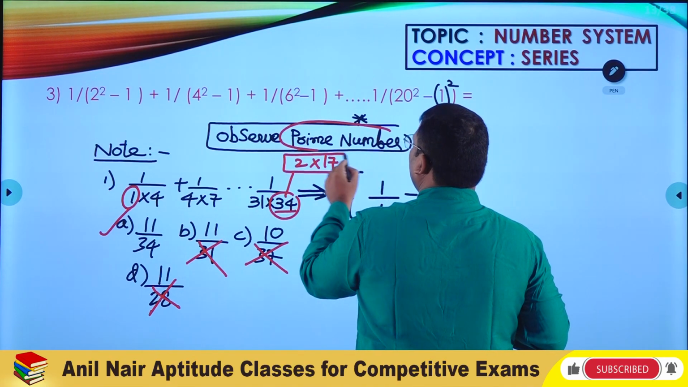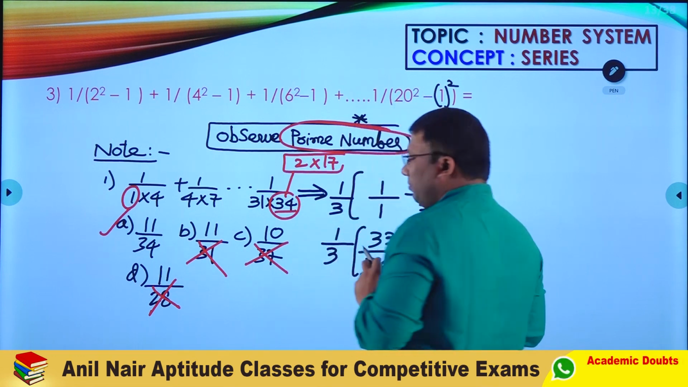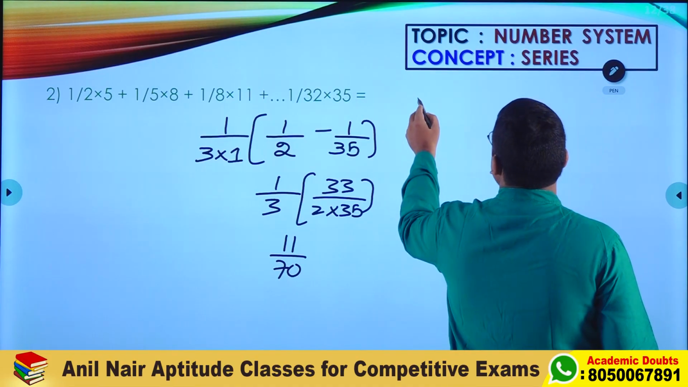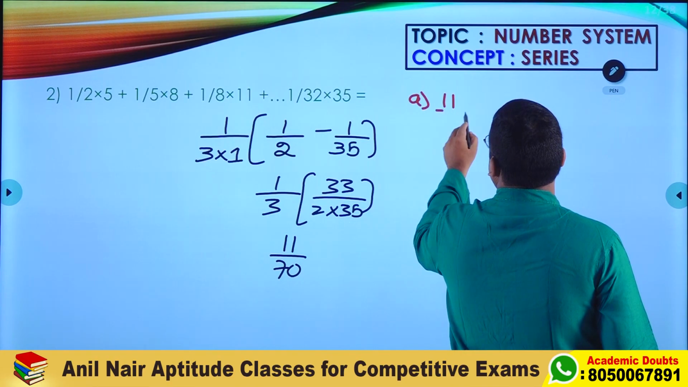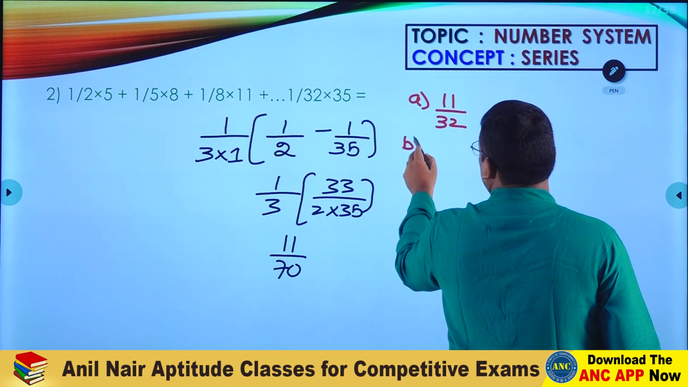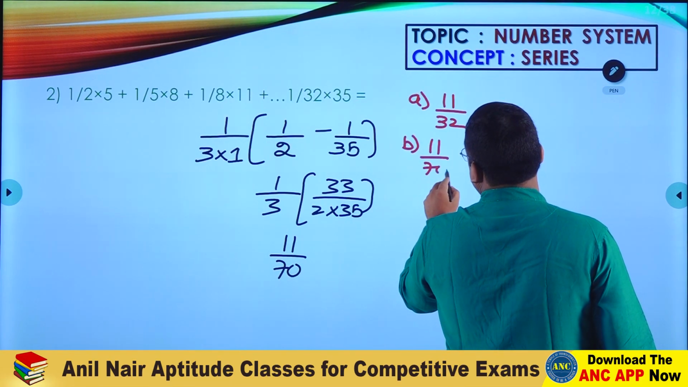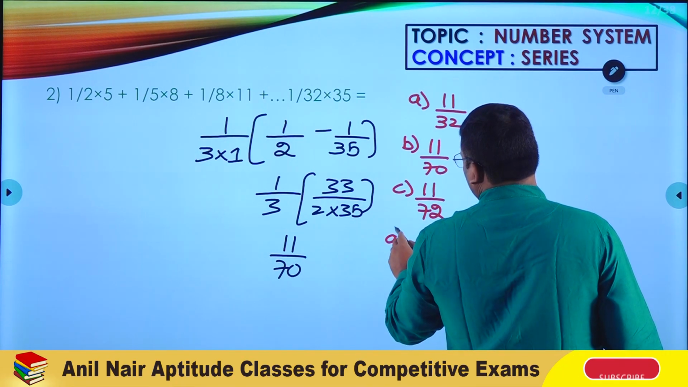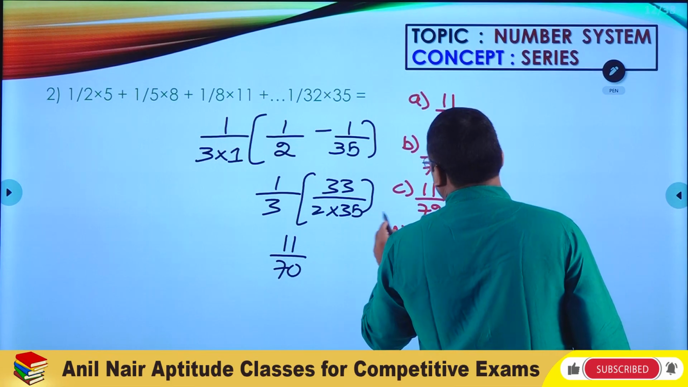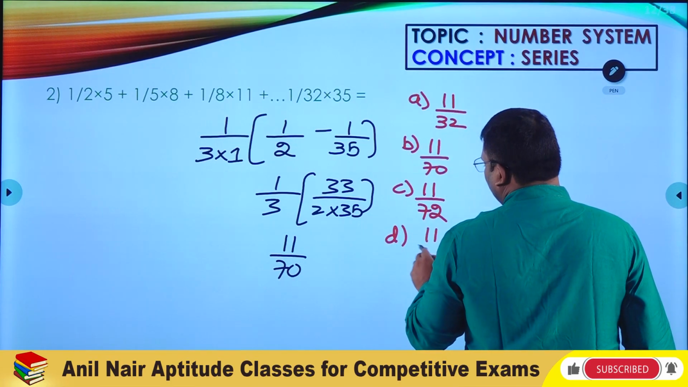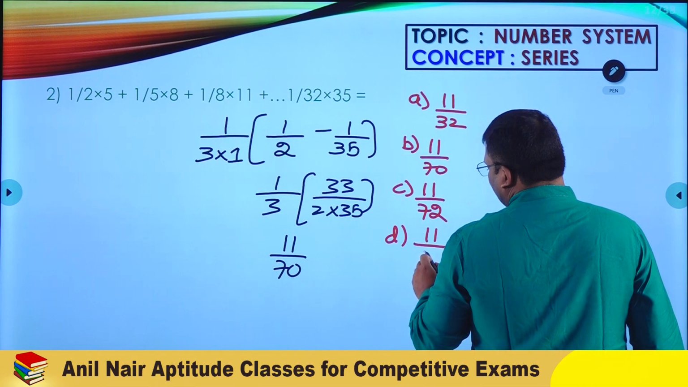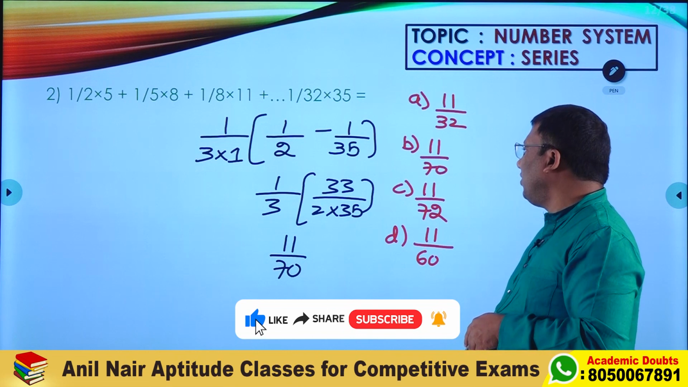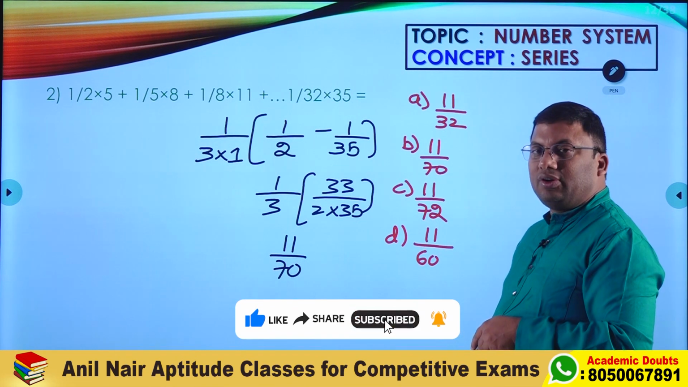Observation of a prime number. If you observe the prime number, you will get the answer. Now, if you see here, suppose the options are like this: 11 by 32, 11 by 70, 11 by 72, and for example, 11 by 60.